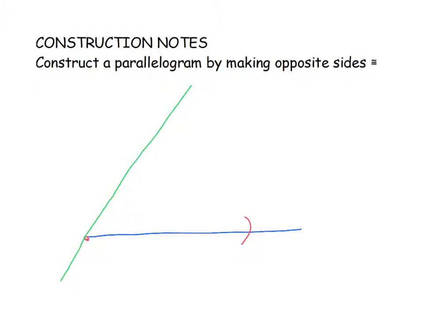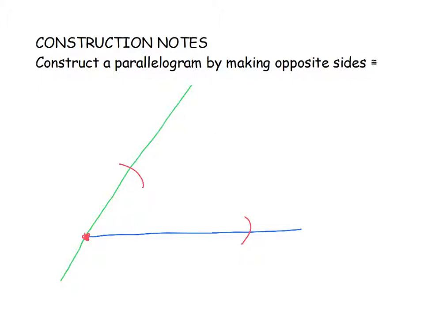And I'm going to designate that to be a certain length. I'll probably just make it shorter. I don't want to make it the same length because then that makes it a little bit more special. Make it a different length. So I'll put the point of my compass here and make an arc out there.